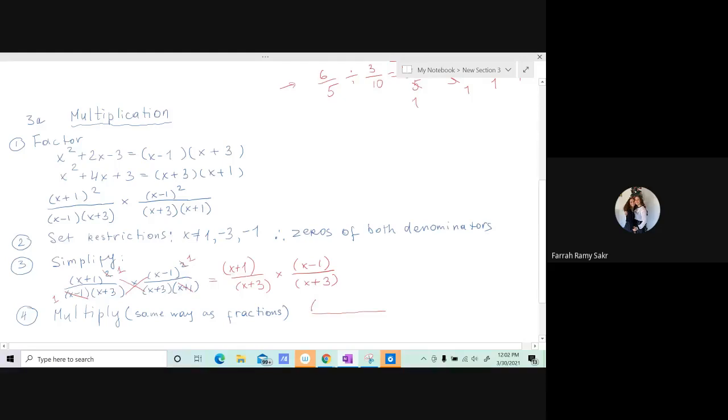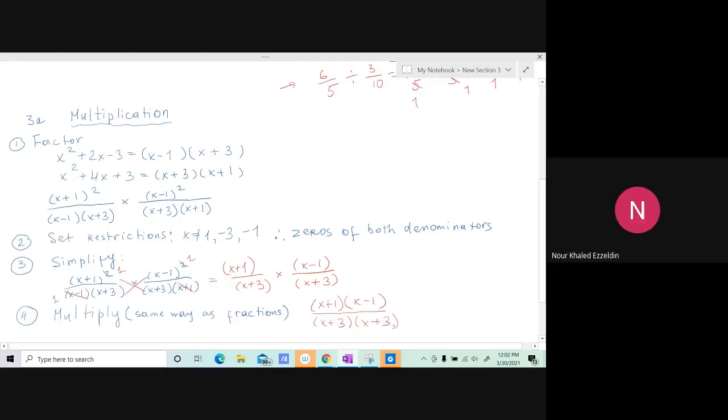Miss, are we going to multiply the two brackets? Yes, like the 2x to the power of 2. No, you don't expand. Just multiply this by this. So x plus 1, and then bracket x minus 1. Exactly. And then down? Down x plus 3 in the bracket, and then the other bracket x plus 3.